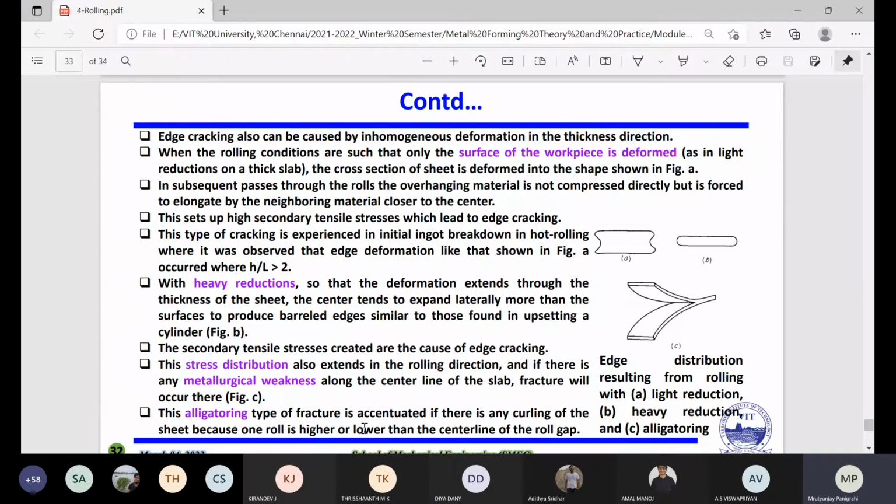So the alligatoring type of fracture is essential if there is any curling of the sheet because one roll is higher or lower than the center line. That means if the roll gap between the upper roll and the lower roll is not uniform, then you will find this kind of structure. Fine.